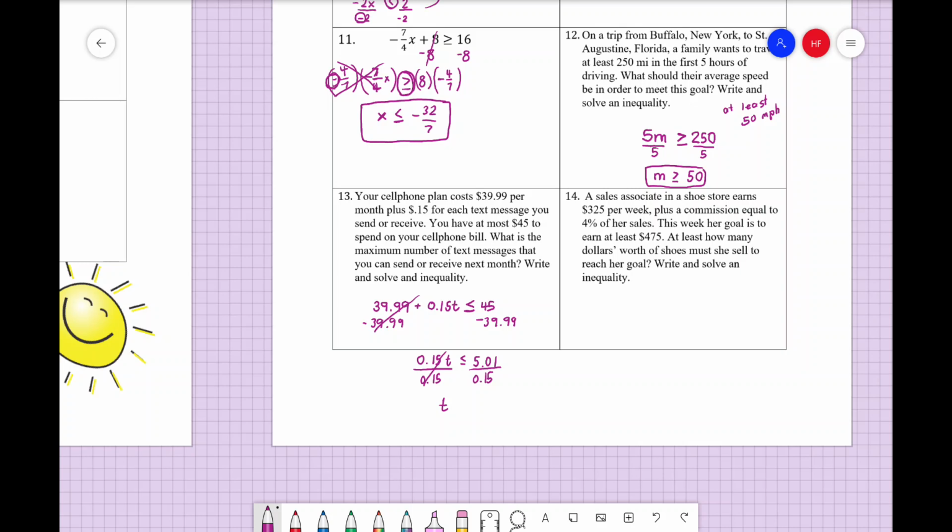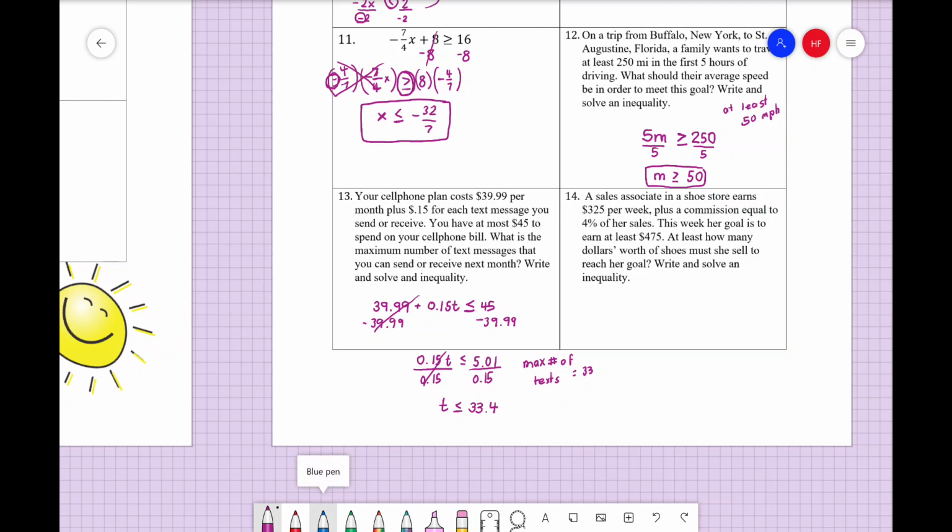And I need to send or receive less than or equal to 33.4 text messages. Could I send 0.4 of a text message? Maybe I could receive 0.4 if the whole message didn't come through. But the question asks, what is the maximum number of text messages? So if it is less than or equal to that number, then the max number of text would be 33. So I could get up to 33 text messages, and then I'm going to reach my maximum and I'm going to pay over.